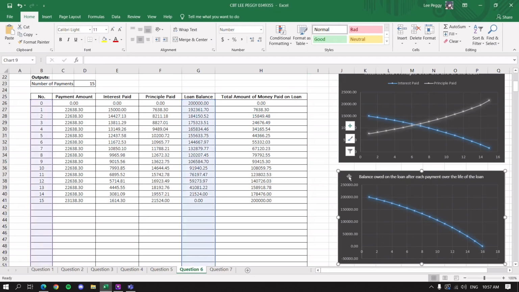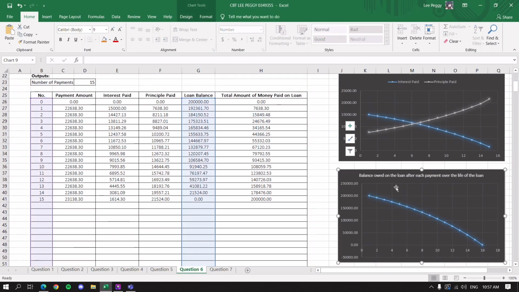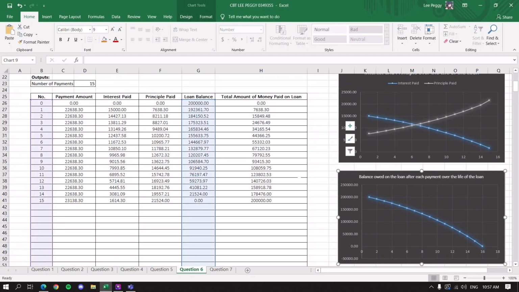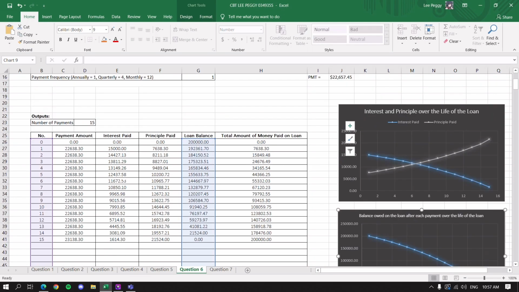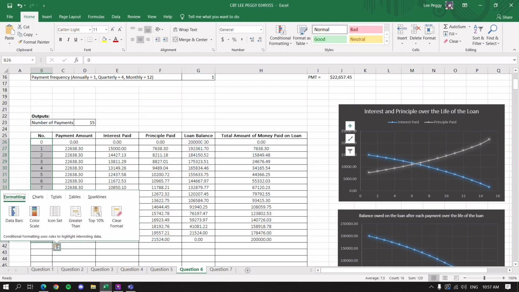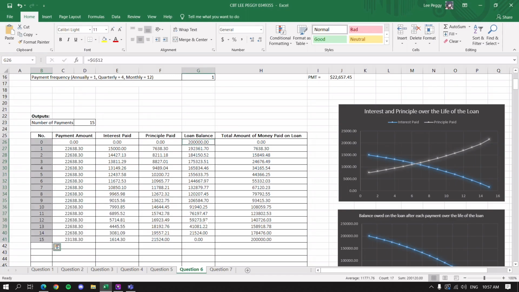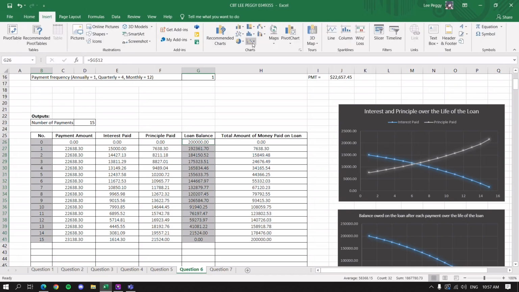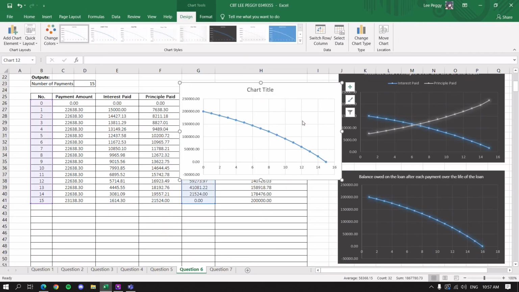So to get the balance owed on the loan after each payment over the life of the loan, which is the loan balance, we just highlight this number of periods, which indicates the life of loan, and then also highlight this loan balance while holding control. Of course, we need to highlight it to the end, and then we insert chart so we can get this graph.